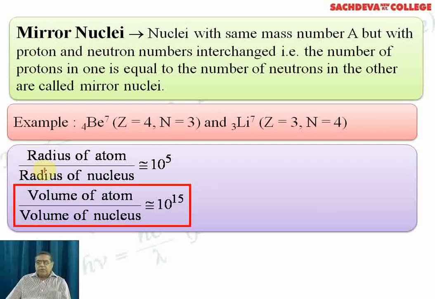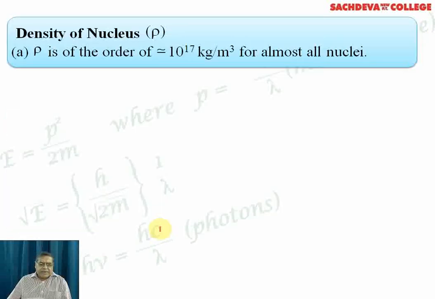Then we come towards the volume, where volume will be 4/3 π r³, whether it is the atom or the nucleus. The order of the volume of the atom will be 10^-30, whereas the volume of the nucleus is 10^-45, and if we simplify the numbers, we get 10^15.